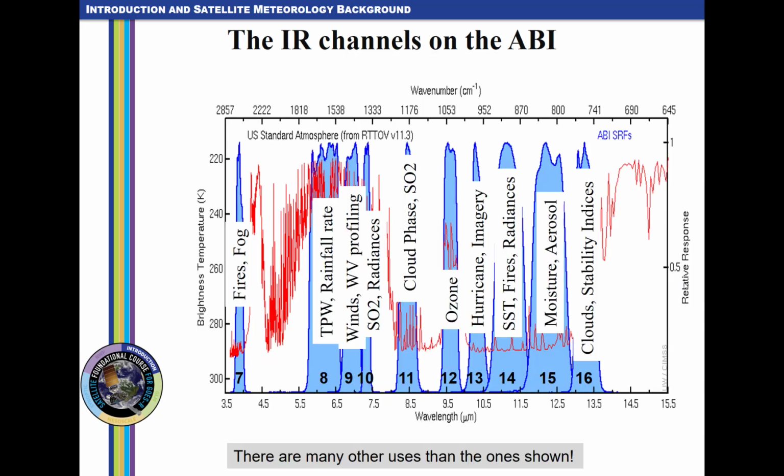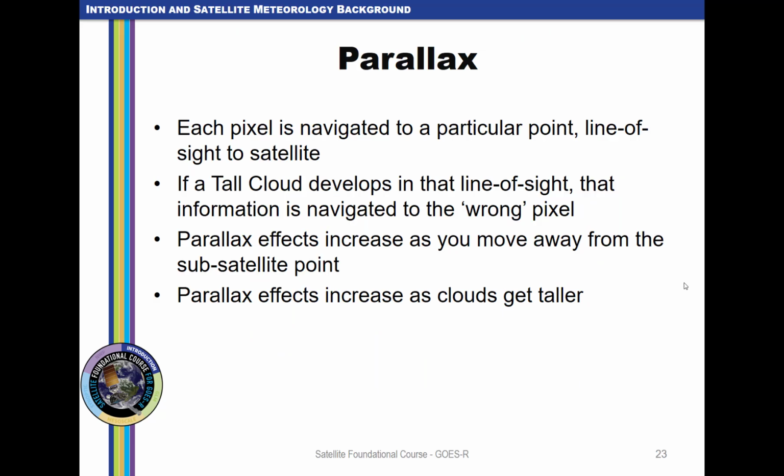The different bands or channels had different uses, as shown here. There are lots of other uses too. Let's switch topics now. Parallax is a well-known misnavigation that happens when something, a cloud feature in the atmosphere, blocks the satellite's view of the surface. The characteristics of parallax are shown on this slide.